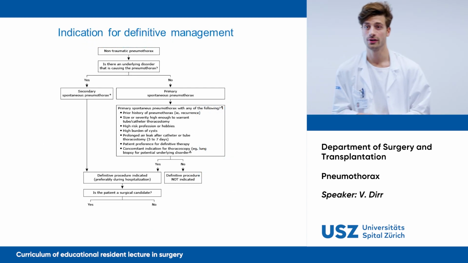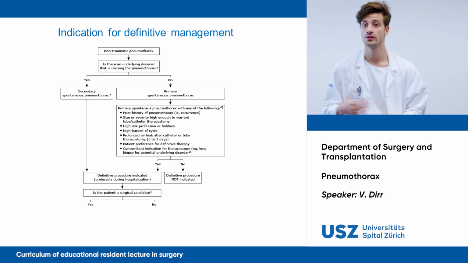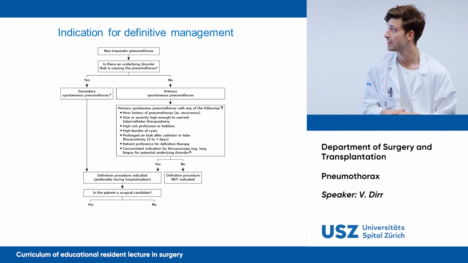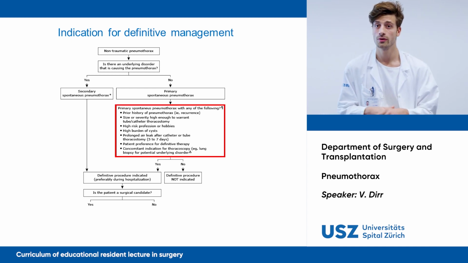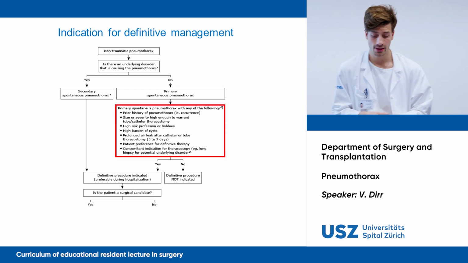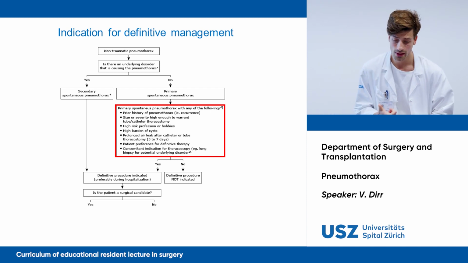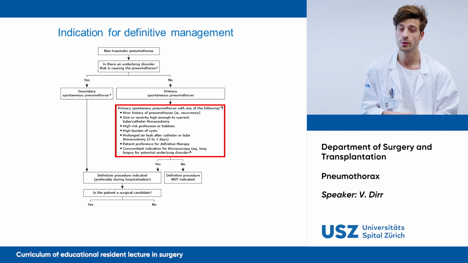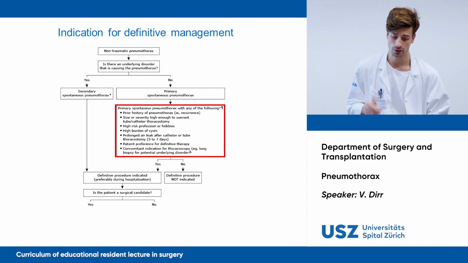What are the indications for a definitive management? As I told you before, for a secondary spontaneous pneumothorax, in almost all cases we need a definitive therapy, preferably during the same hospitalization. And for a primary one, we have indicators such as a prior history of a pneumothorax, so a recurrent disease. We have a large size of the pneumothorax. If there are high-risk professions, such as airline pilots or divers, if there's a high burden of cysts, if there's an ongoing prolonged air leak, which means we can see the leak in the chest drain, if the patient wishes to do so, and if there are other indications for thoracoscopy.